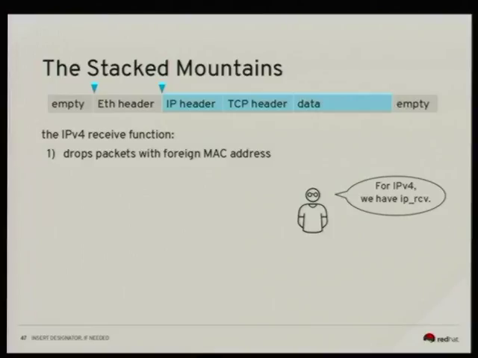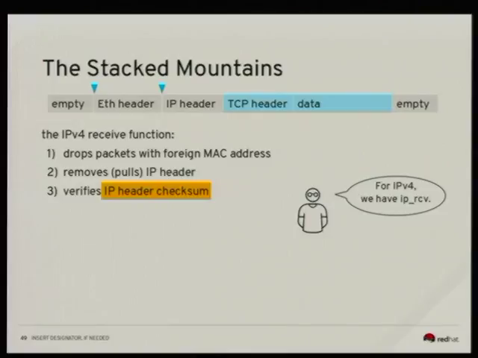So first thing, it drops packets that are not destined to our machine, which we don't care about. We have to do that now and not earlier because, for example, the bridge was interested in all packets received. It pulls the IP header. You see the picture? It's not there. Pull it, move the blue part, move the data pointer. We verify the IP header checksum, whether it's correct or not. If it's not, we drop the packet, obviously.